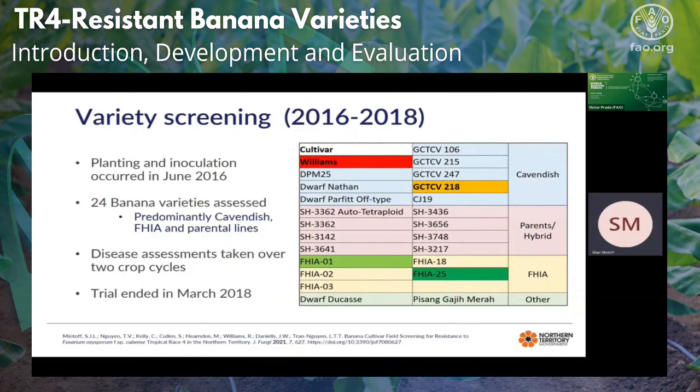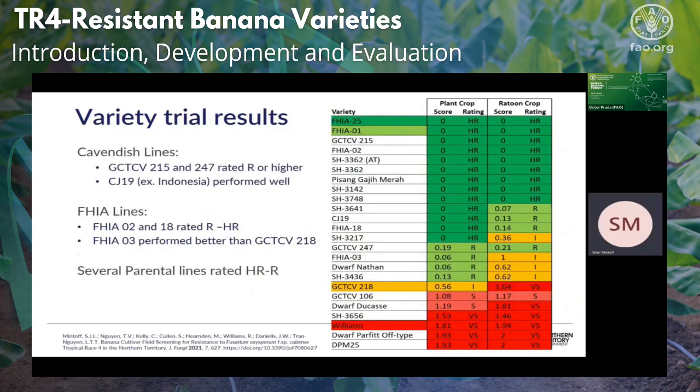So what did that eventually look like? I've colored this table to give you more clarity. Essentially, green is good, red is bad. One of the things we took away is that about 50% rated resistant or higher. It was actually pretty good, because some of the Taiwanese Cavendish lines rated resistant or higher, which is good and to be expected. We also found that CJ19, an Indonesian line, did pretty well against TR4 in this trial. Some FEAR lines too, FEAR 2 particularly, and FEAR 18 were resistant or highly resistant. And FEAR 3 in particular was quite high, a bit higher than Formosana.